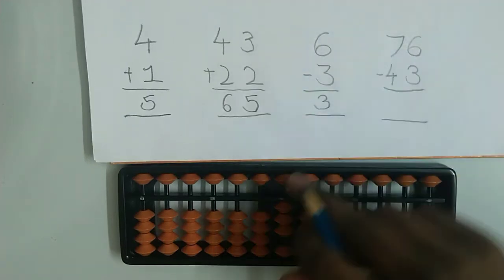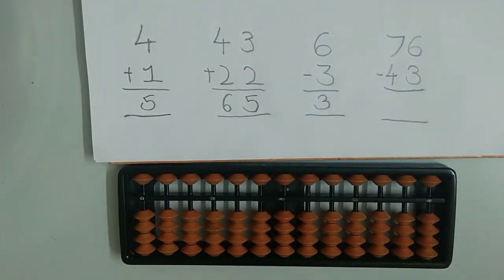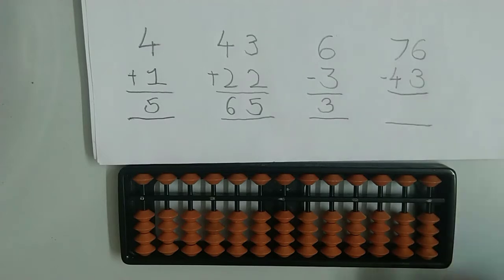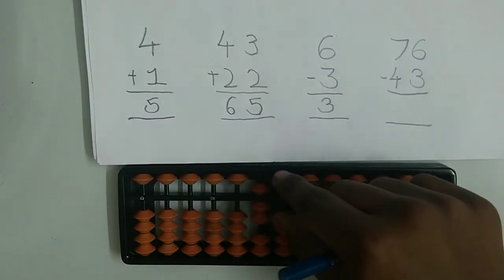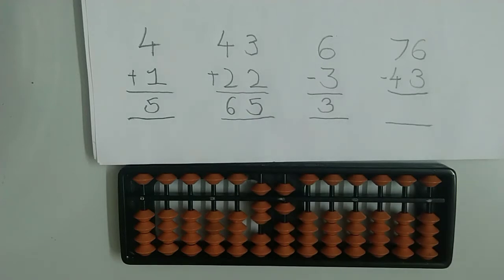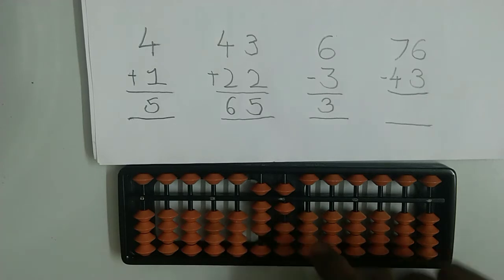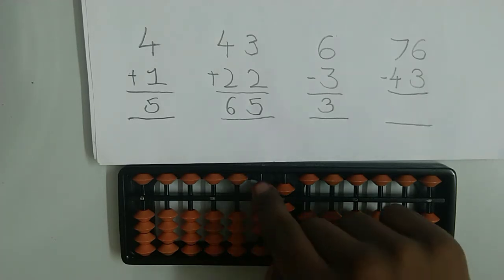Now let's try a double digit example. Let's try 76 minus 43. For that, first we have to represent 76 and now we have to subtract 43. For that, first we have to subtract 4 from the tens rod. The friend of 4 is 1. So we add 1 because plus friend and subtract 5 because minus boss.